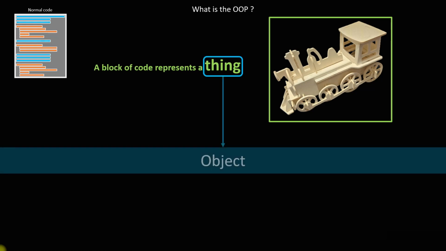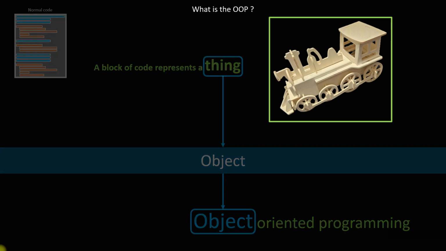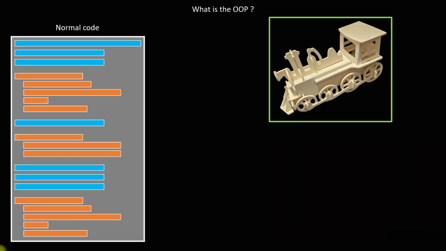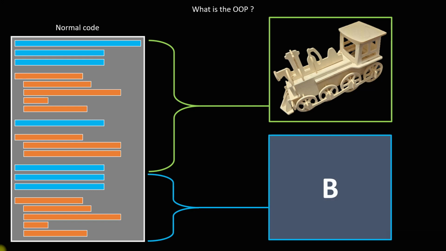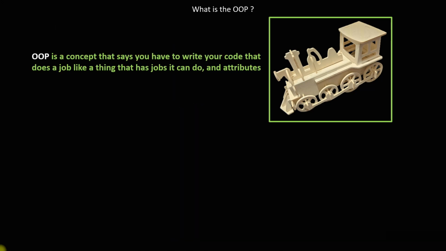The thing is the object. And object is the first word in object-oriented programming. The concept of OOP says that the first job will be in a block, and this block is a thing, and the second job or the other job will be in a block, and this block is a thing. Okay, but what is the thing? OOP is a concept that says you have to write your code that does a job like a thing. You have to put it in a block, and this block will be called a thing, and this thing has jobs it can do and attributes.